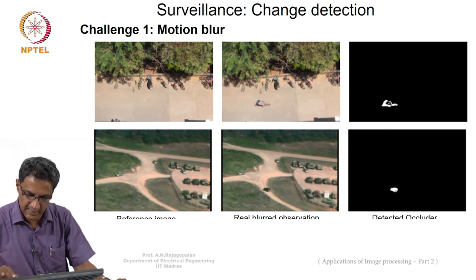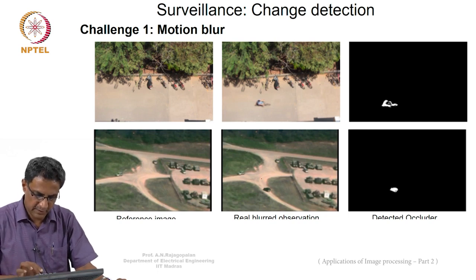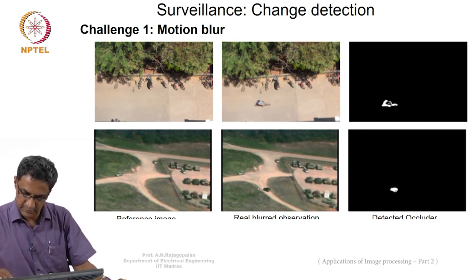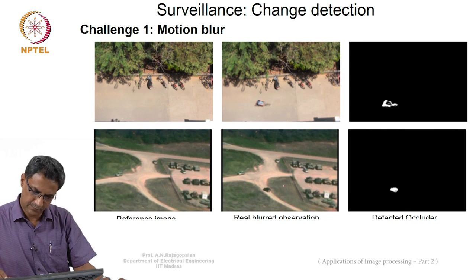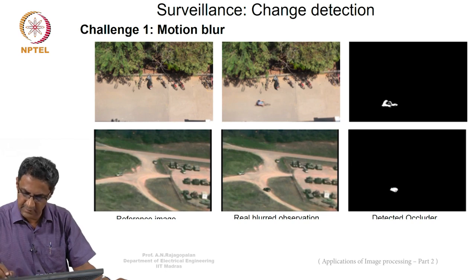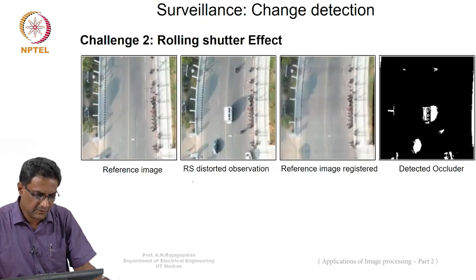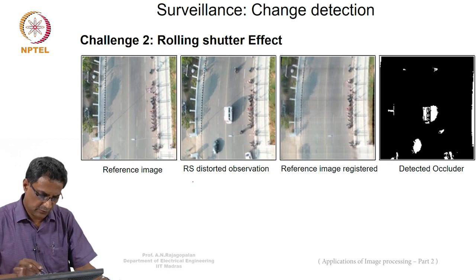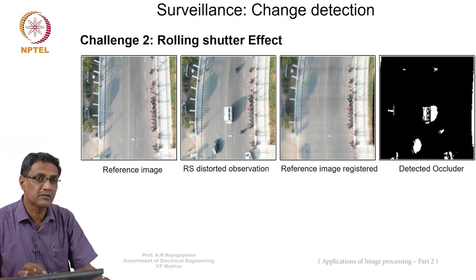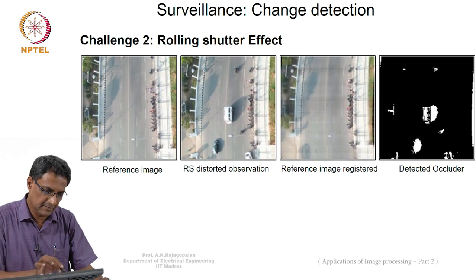So again here, the viewpoint is not the same. See, the way this has been captured, these two images do not have the same viewpoint. And you still want to be able to pick out what has changed. Also notice that this picture is slightly blurred as compared to this. Then this is a rolling shutter effect. So when you took the picture with a still camera, these lines are all lines.